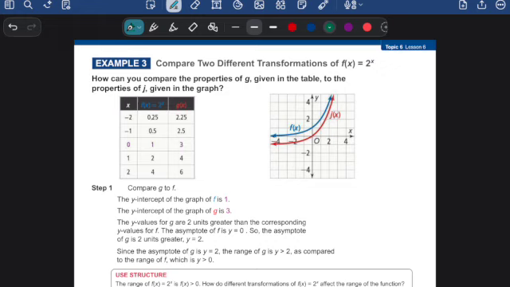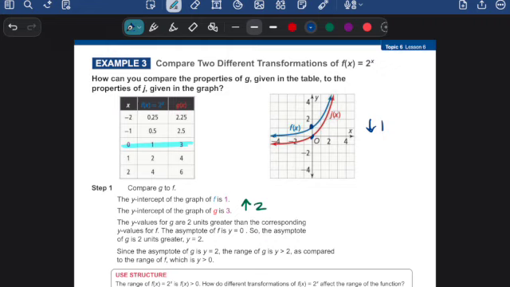So the y-intercept, we can tell just from the table, the y-intercept for G is 3. Compared to the parent function, that seems like I've shifted up 2, right? So G of x has shifted up 2. How about J of x? What's happened? Going from here to here, where's my y-intercept? It's down 1. So J of x has shifted down 1.